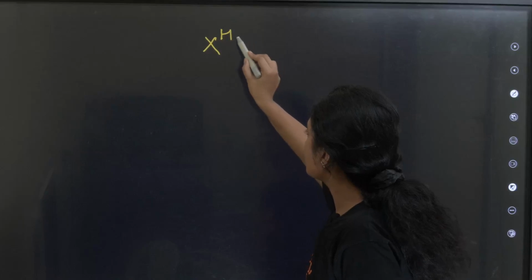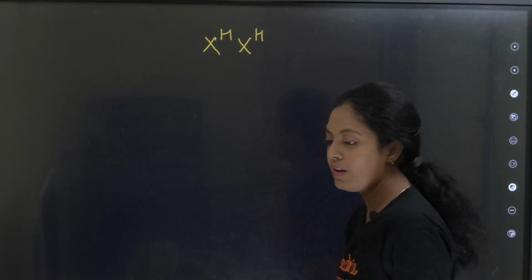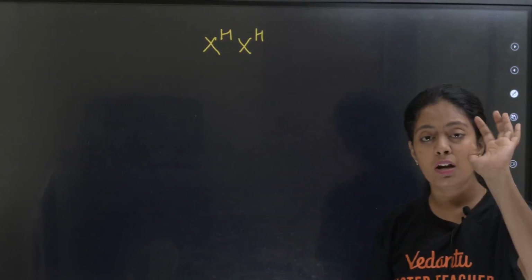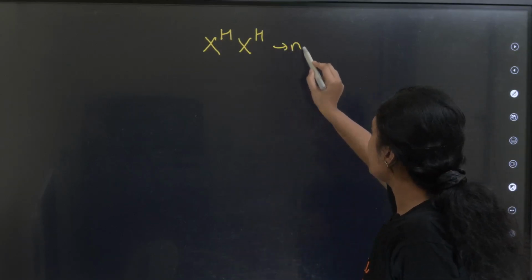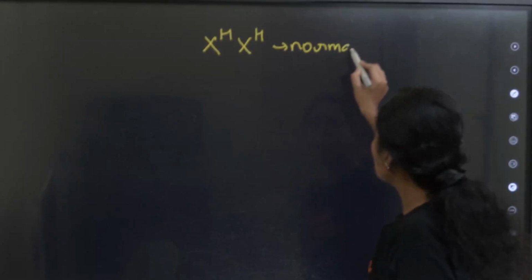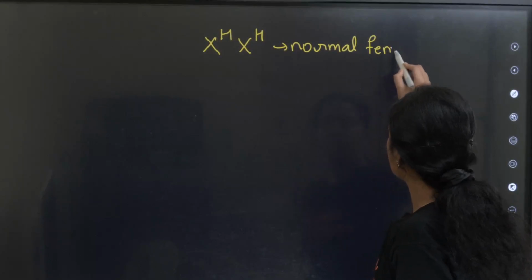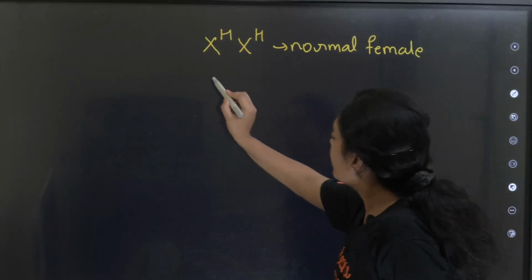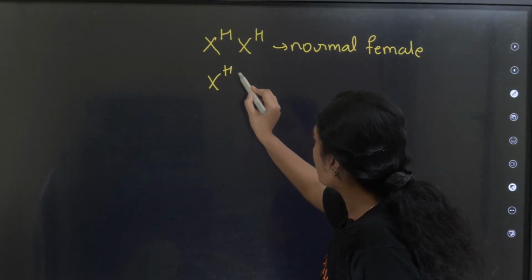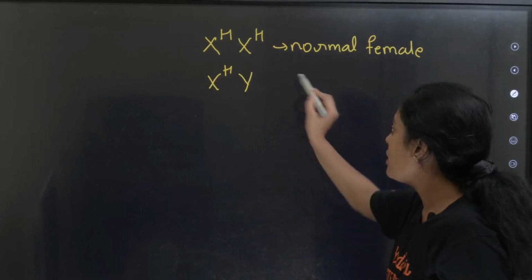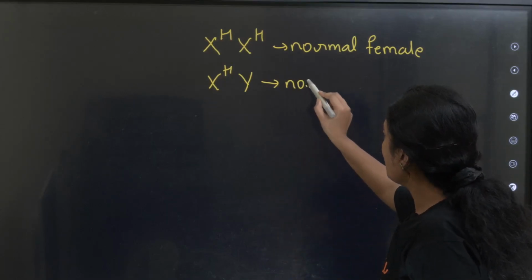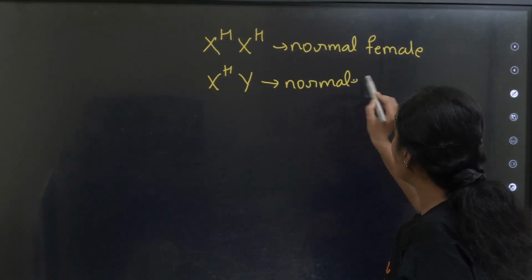Okay, இப்போ ஒரு normal person இருக்காங்க. This normal person does not have hemophilia. Okay, capital H na normal, small h na hemophilic. So she is a normal female. Then I have X^H Y. Okay, so only your X chromosome carries these alleles. So this person is a normal male.